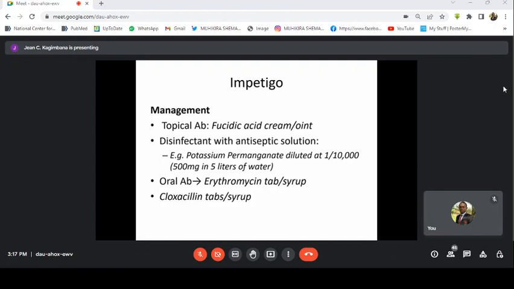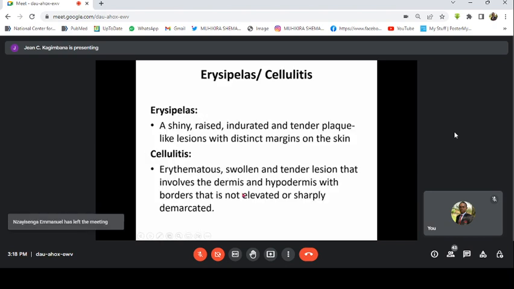Antibiotics like caficidin. Okay, you can wash with potassium permanganate, or you may give erythromycin tablets or syrup, or chlorhexidine, or amoxicillin. Okay, these agents just help to kill bacteria.